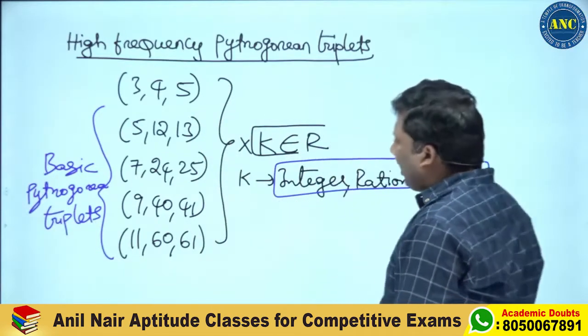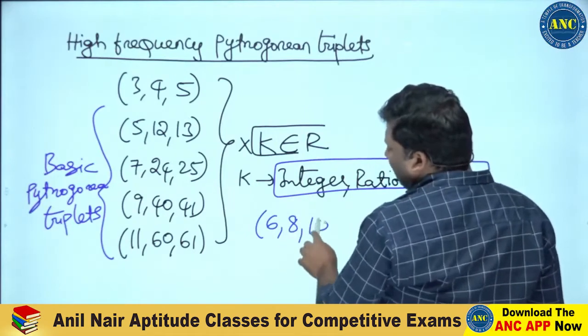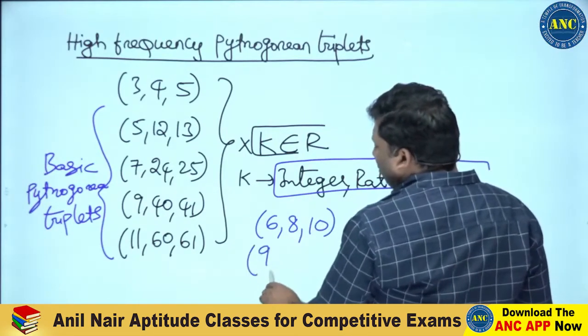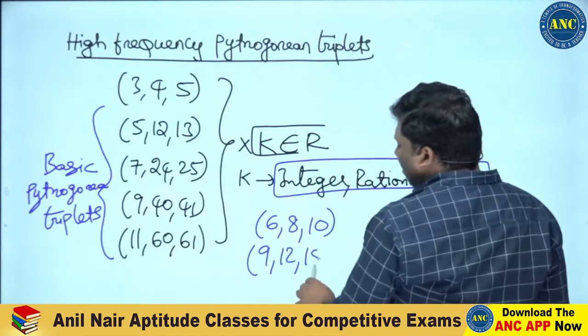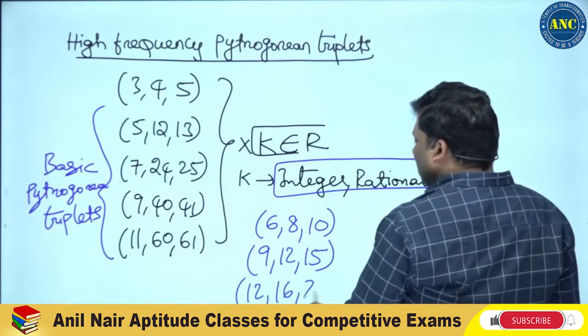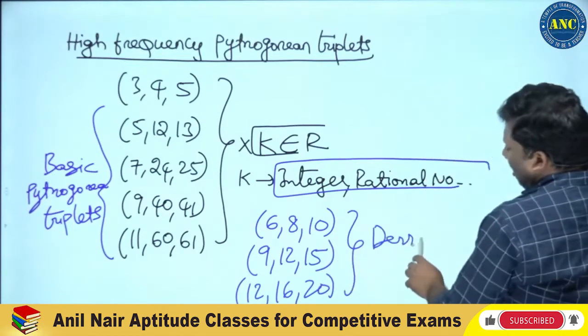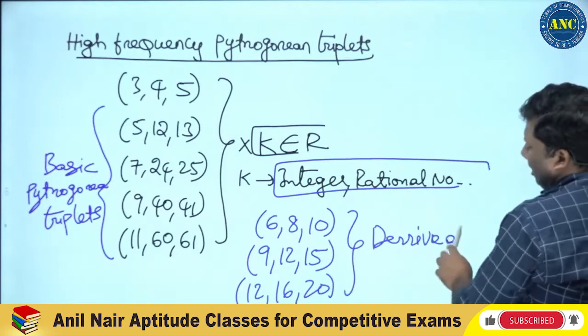Suppose I want derived Pythagorean triplets. 3, 4, 5 times 2 gives 6, 8, 10. 3, 4, 5 times 3 gives 9, 12, 15. 3, 4, 5 times 4 gives 12, 16, 20. These are all derived Pythagorean triplets.